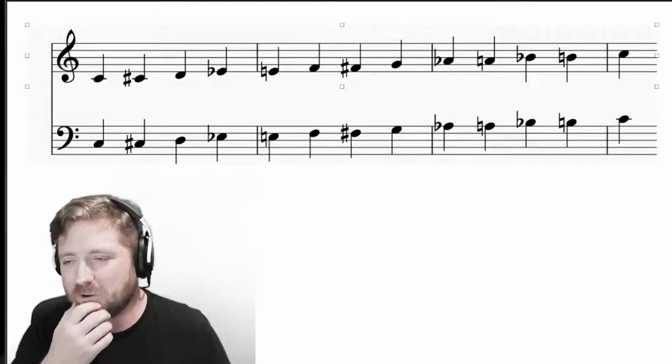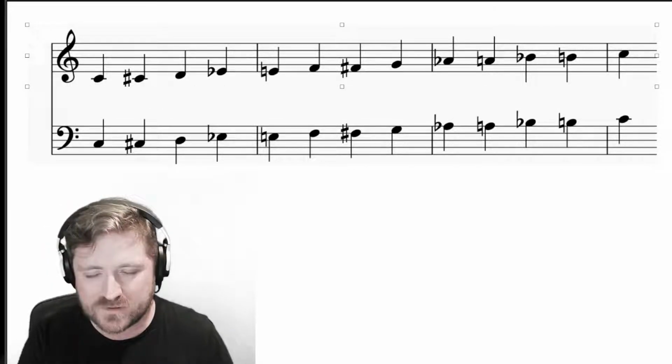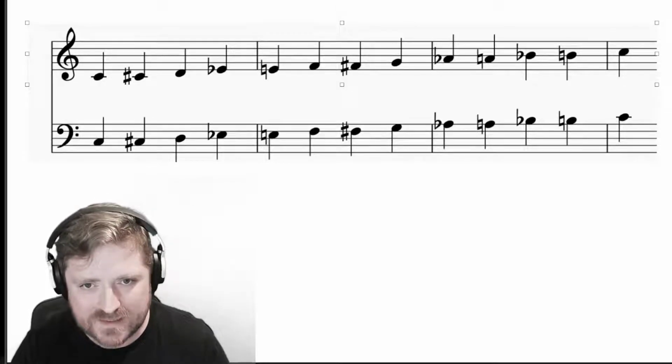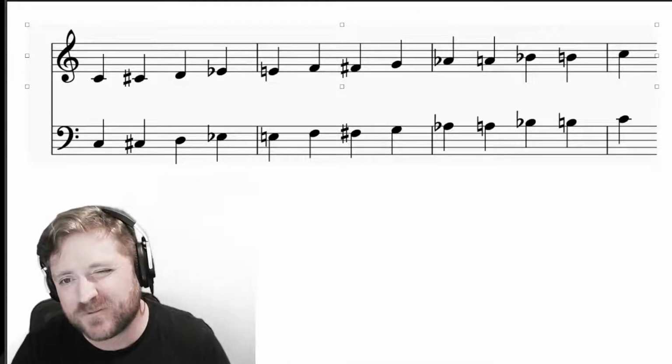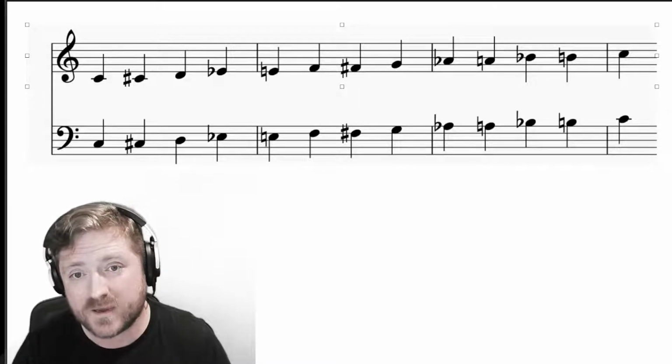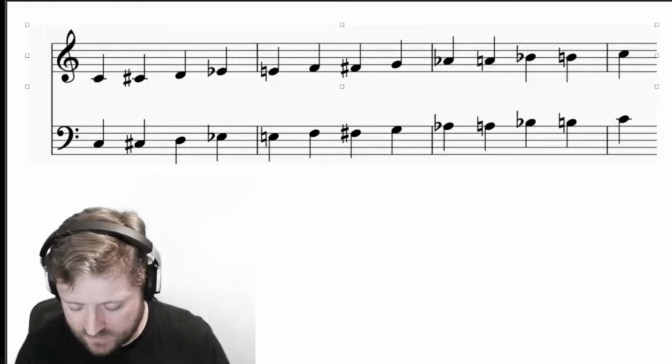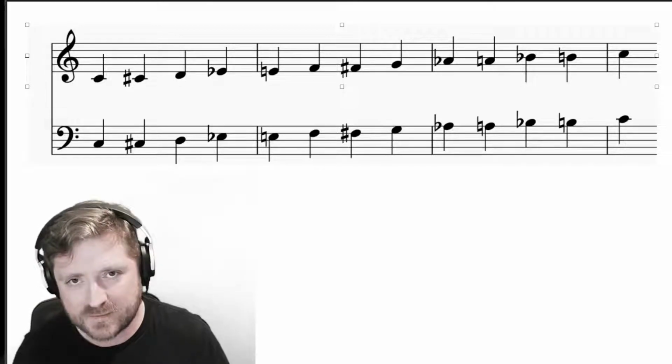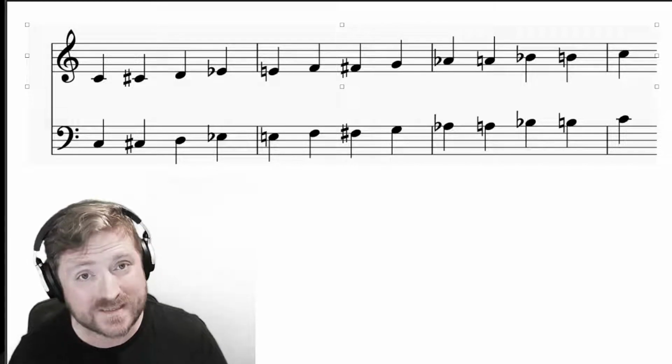Lovely stuff. Okay, so if we count the notes, starting at C and stopping just before the next C, because we don't want another C, we get 1, 2, 3, 4, 5, 6, 7, 8, 9, 10, 11, 12. There are 12 semitones in the scale before you get back to C and you start again.